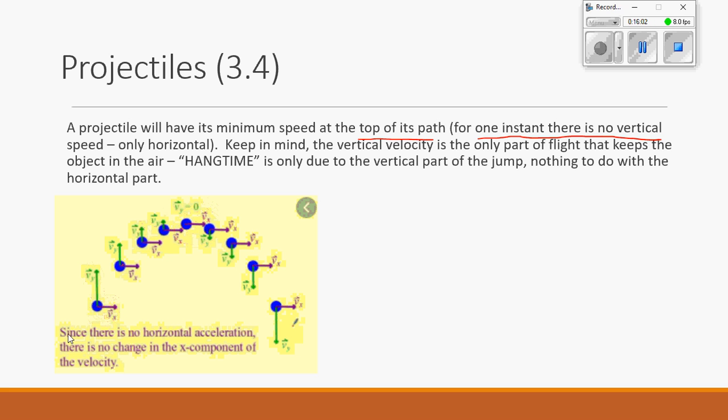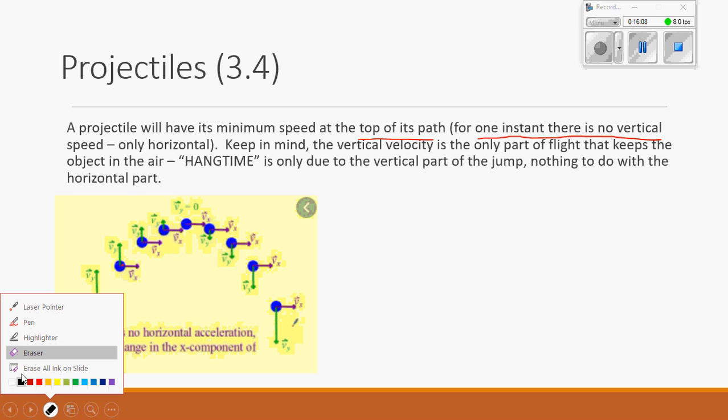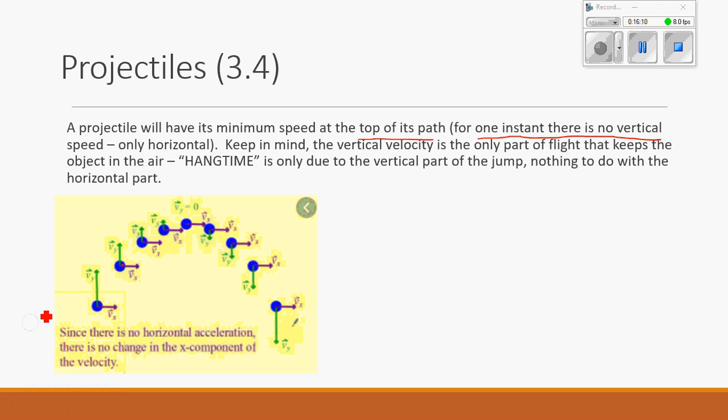So last chapter we talked about hang time. And it's kind of a good time to talk about hang time this year because the NBA Finals is happening right now. In fact, the next game is tomorrow night. But hang time is always about just the vertical part of a jump.